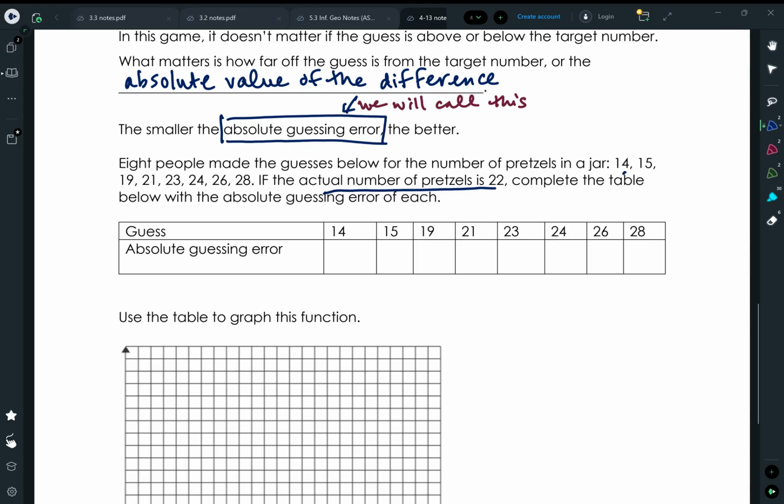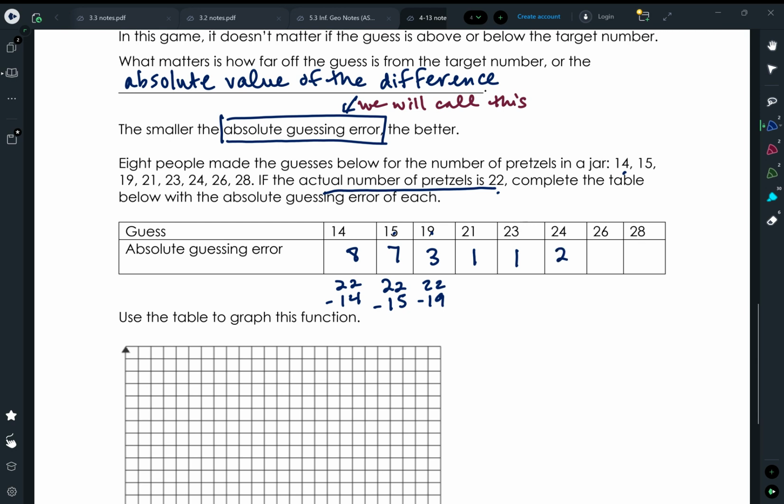So if you guessed 14, but the actual number is 22, well, 22 minus 14 is going to be 8. And if you guessed 15, but the actual number is 22, well, 22 minus 15 is going to be 7. If you guess 19, but the actual number is 22, 22 minus 19 is 3. Let's see, 21 is 1 away from 22, but so is 23. So those are both equally close. One is 1 unit lower and the other one is a unit above.